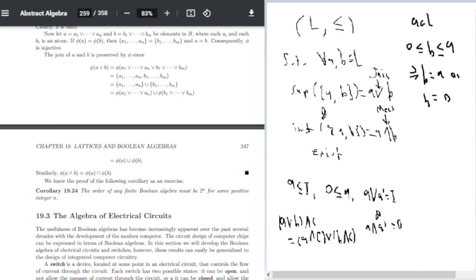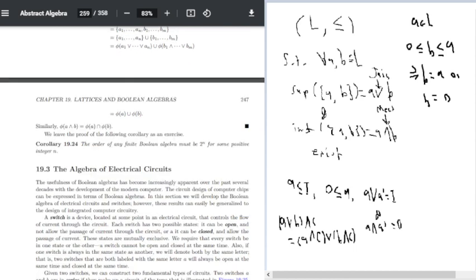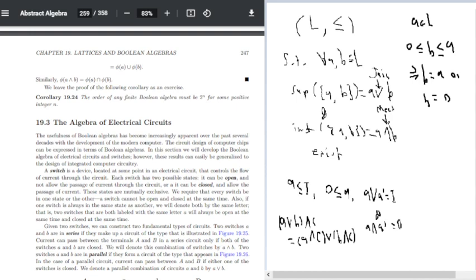Anyways, this is equal to phi of A union phi of B. Similarly, phi of A meet B is equal to phi of A intersected with phi of B. We leave the proof of the following corollary as an exercise. Corollary 19.24. The order of any finite Boolean algebra must be 2 to the n for some positive integer n.